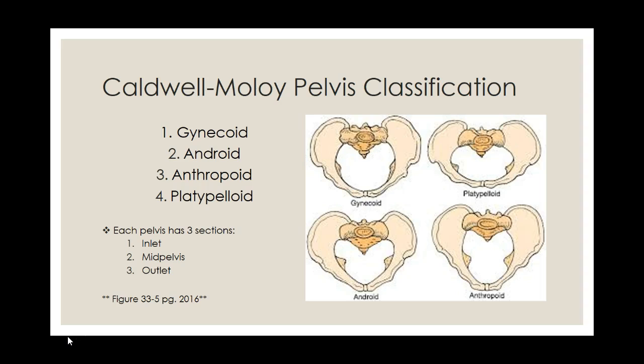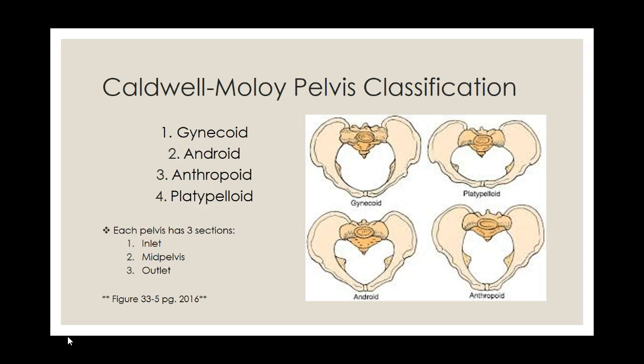Number four is your platypelloid, and this is the last one in the top right-hand corner. The platypelloid is also an oval-shaped pelvis, but in the platypelloid pelvis, the mid-pelvis is very reduced and the outlet is inadequate. So it is not favorable for a vaginal delivery. The fetus enters this pelvis in a transverse position as well and engages that way.